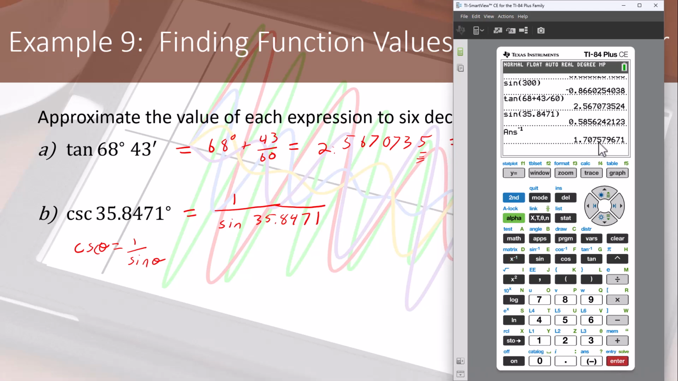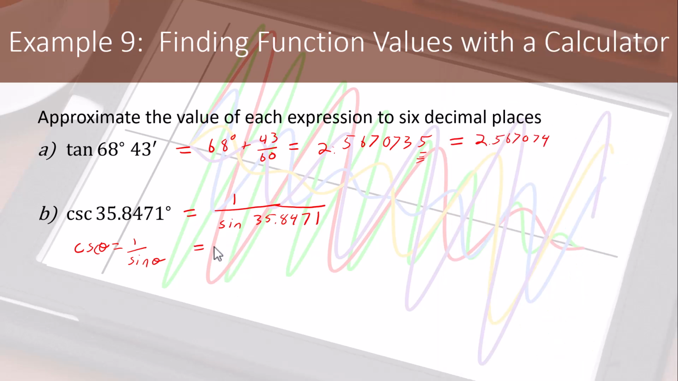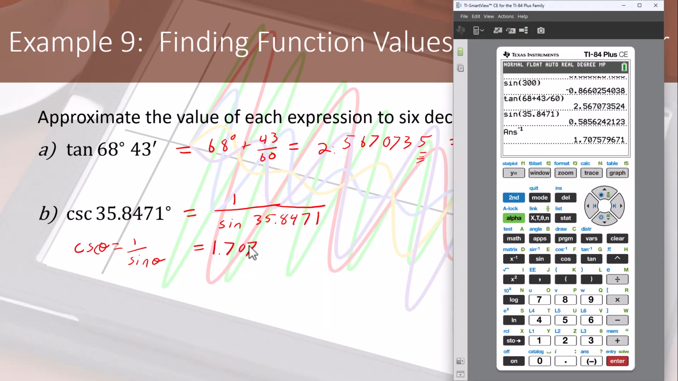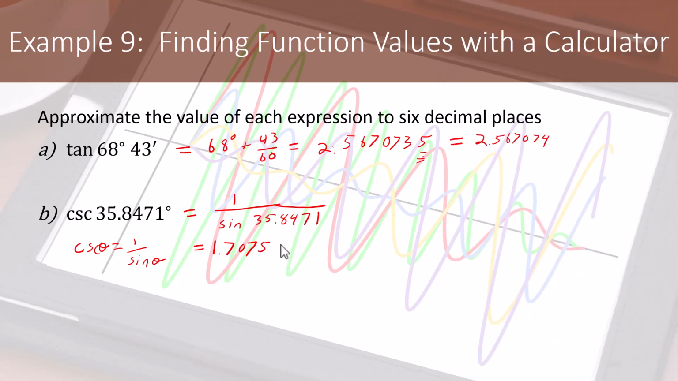Once again, we want this to 6 decimal places, so I want to write this out to the 7th one. So that's going to be 1.707579, and my 7th decimal place will be a 6. So this is going to be equal to 1.7075796.